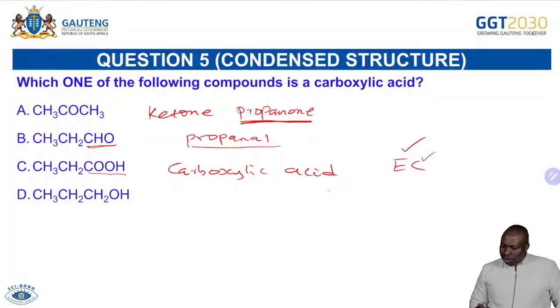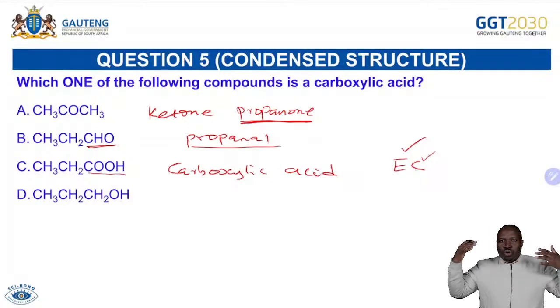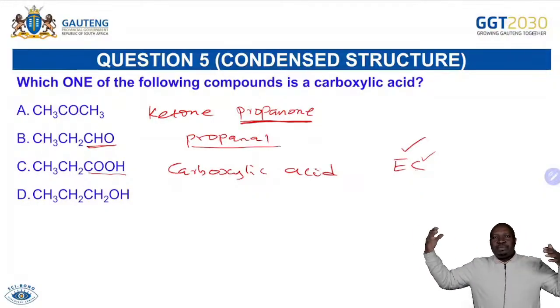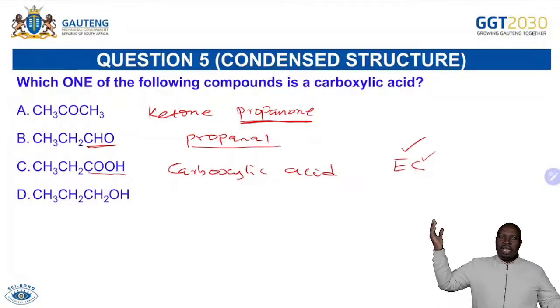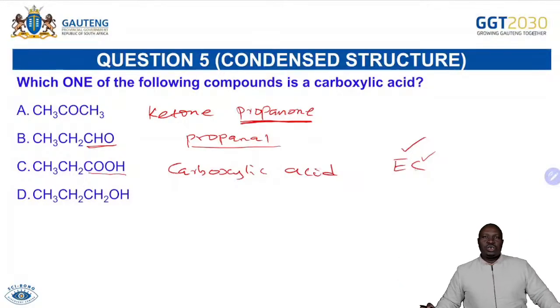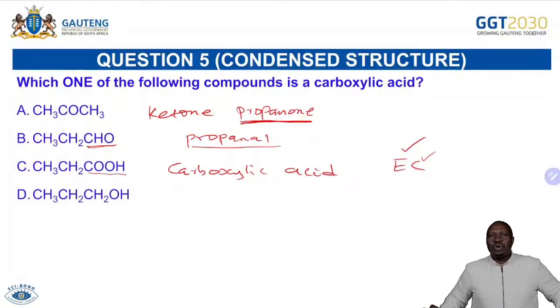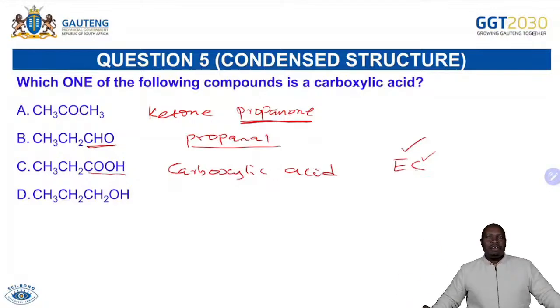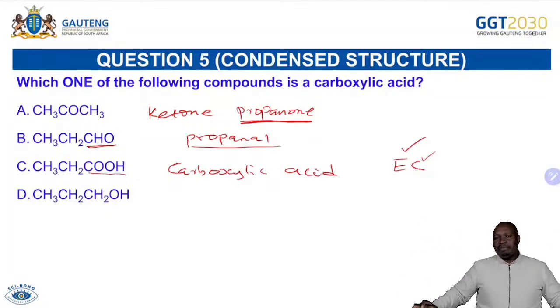And then for an ester, the carbon with the 2 oxygens must be surrounded by 2 carbons around it. So it's easy for you to differentiate between esters and carboxylic acid because of the position of the C double bond O. You know that the C double bond O for carboxylic acid is in carbon number 1, but for an ester, it must be surrounded by other carbons on either side, on the 2 sides.